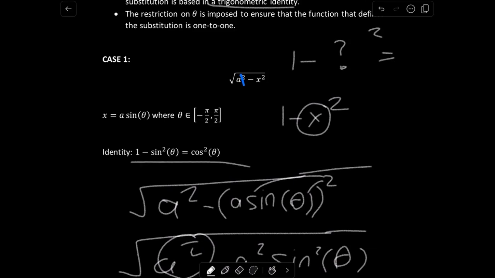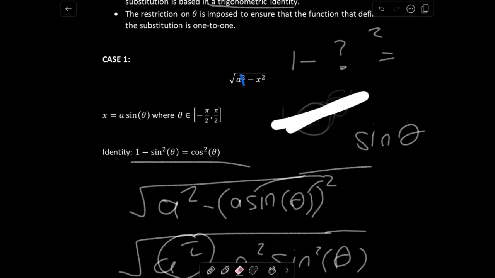You know that the identity 1 minus sine squared theta is equal to cosine squared theta. So this x should be something involving sine theta because you're going to square it anyway. And then once you have that, it's pretty easy to work out what your a needs to be. And I'll go through a couple of these examples to show you how to work out a. It's not difficult at all.